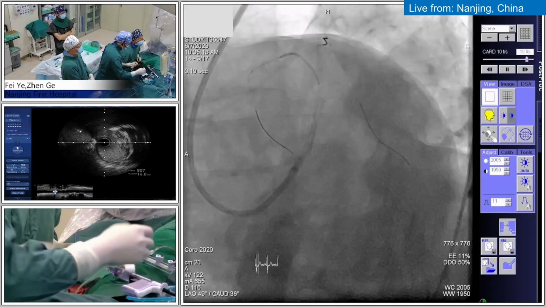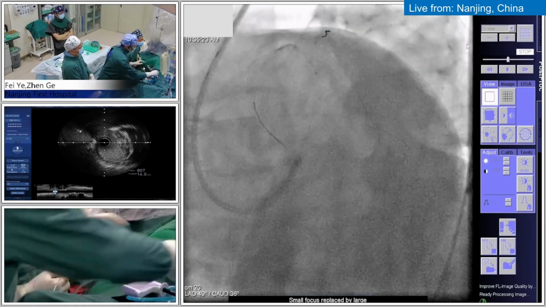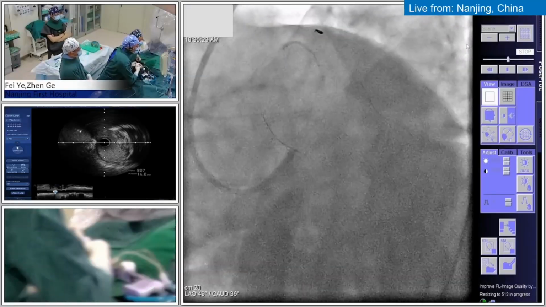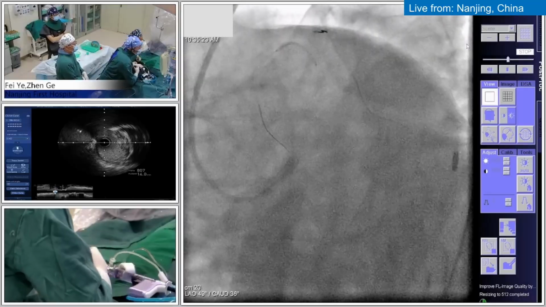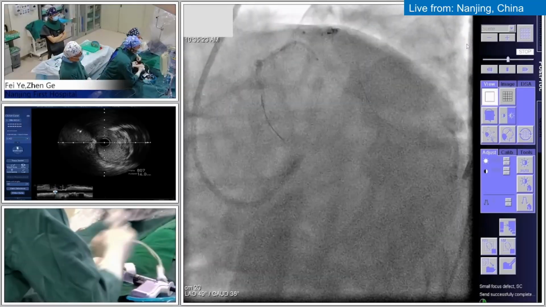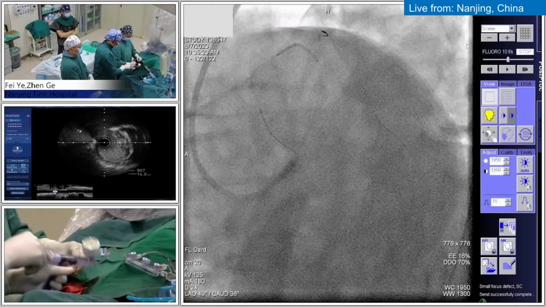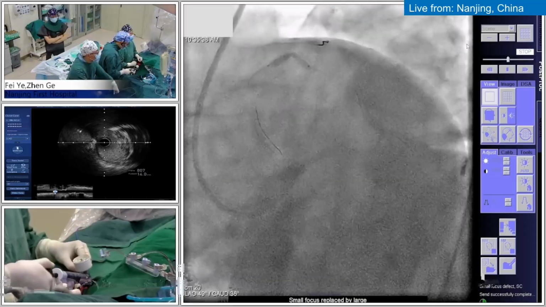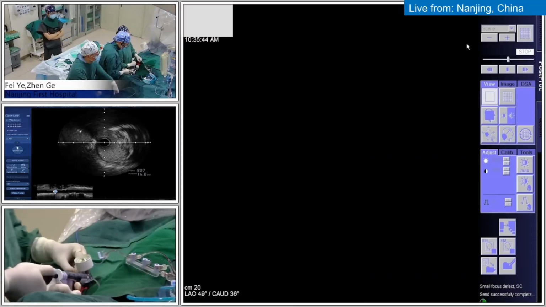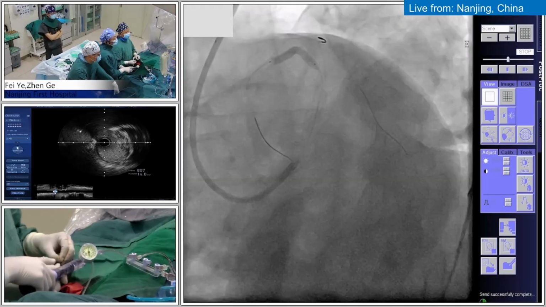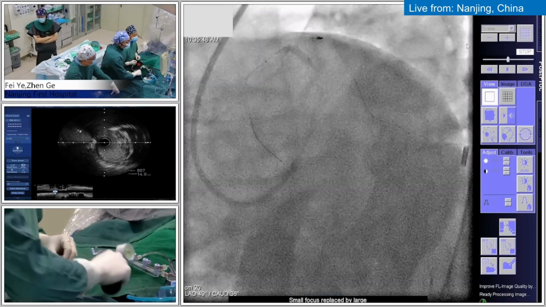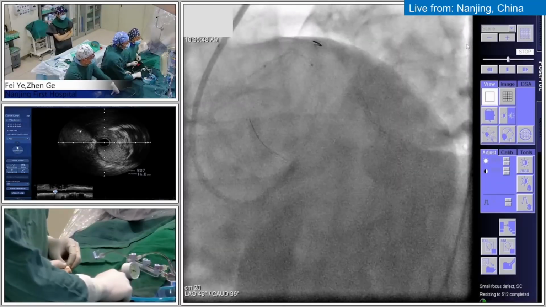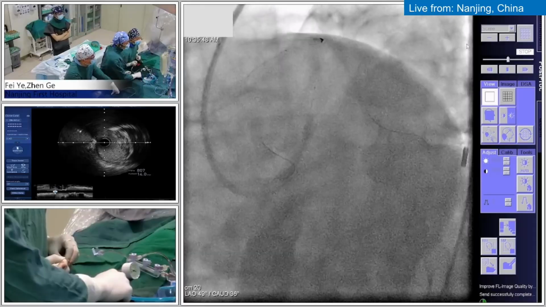Okay, and advance a little bit to under the ostium of the circumflex. Okay, here. So this is a 3.0 stent. But the proximal reference diameter of the LAD was 3.5 to 4.0. So you will use a 4.0 stent to connect with the 3.0 stent.